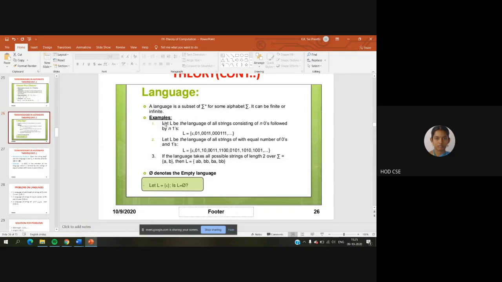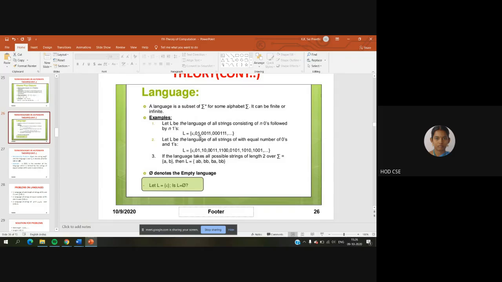The language is denoted by the capital letter L. Always the sets are denoted by capital letters. You have to make the convention very clear. The set is denoted by a capital letter, and a member of the set is denoted by a lowercase letter. Each string is called a member of the language. We can say a collection of strings is called a language.